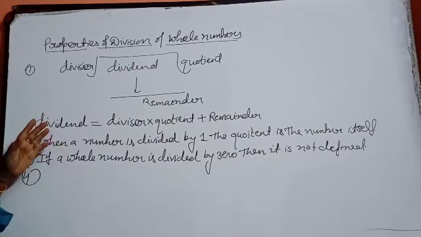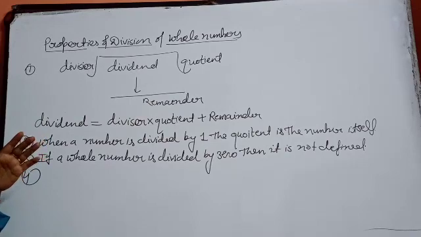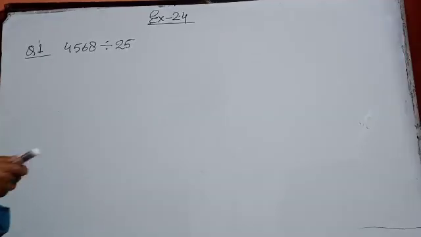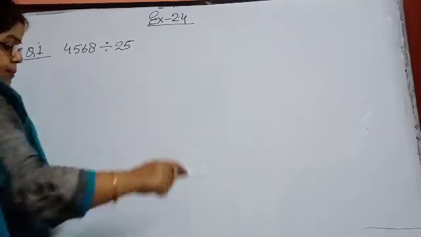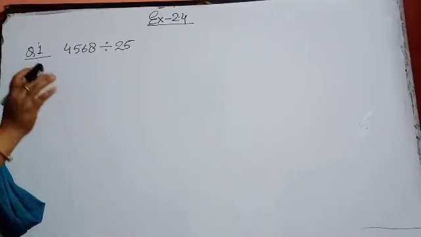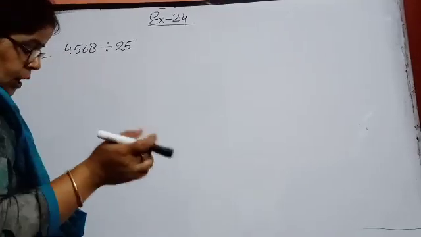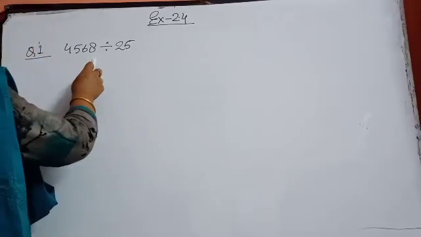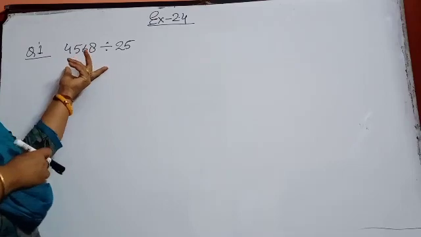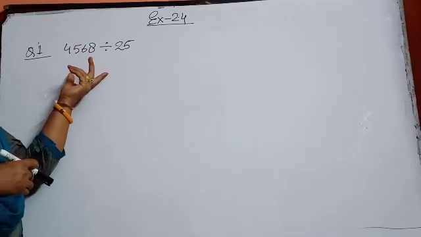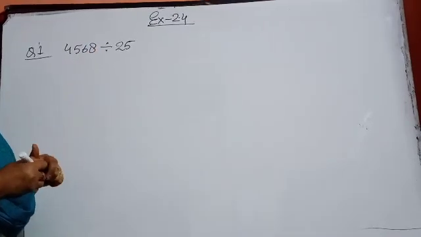Now we are proceeding to exercise 2.4. In exercise 2.4, we have to divide 4568 by 25, and then check our answer by the division algorithm. The division algorithm we have just learned, and these kinds of questions you have learned in previous classes also, and you have solved a lot of questions there.